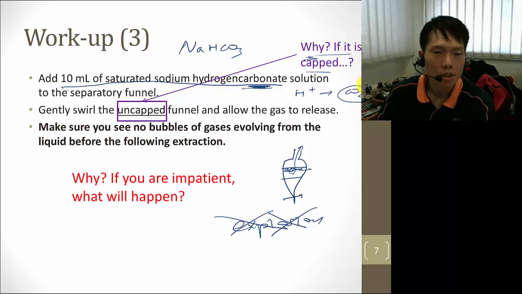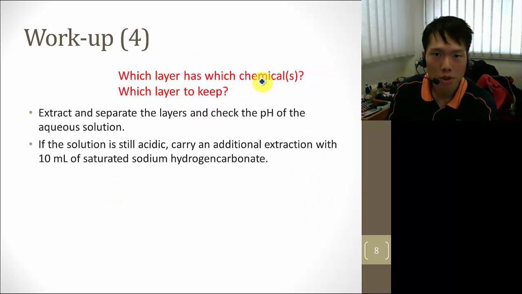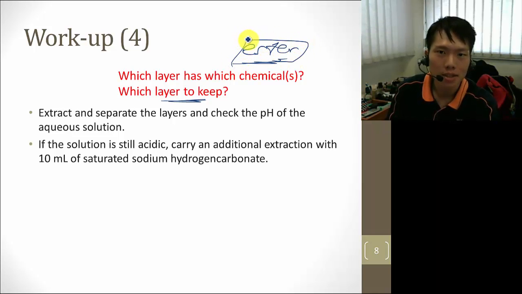So which layer has the chemicals that you want? The ester is what you want, right? Which layer to keep? Like I mentioned before, you keep both layers, and then do you go and smell which layer has the ester? No, you got to use your chemistry knowledge to think. Esters have a higher solubility in the organic solvent, so it should be inside the organic phase. So you extract and check the pH of the aqueous solution.